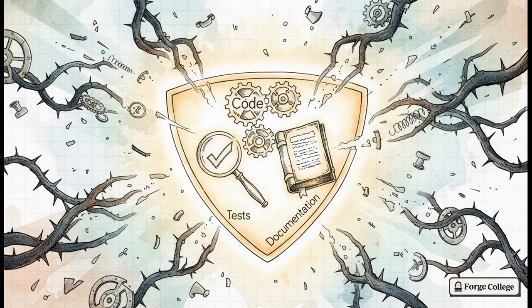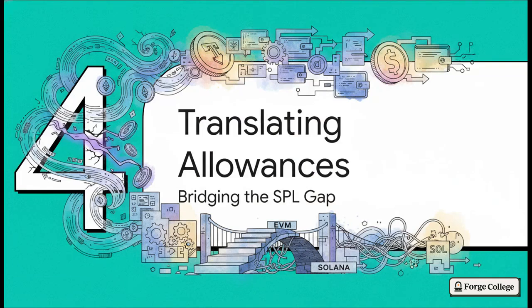Think about it. If you write a bunch of code without a corresponding devnet test, you haven't actually proved that your mapping works. It's truly that simple. You gotta have all three. Which brings us to part four, translating token allowances and bridging the SPL gap.